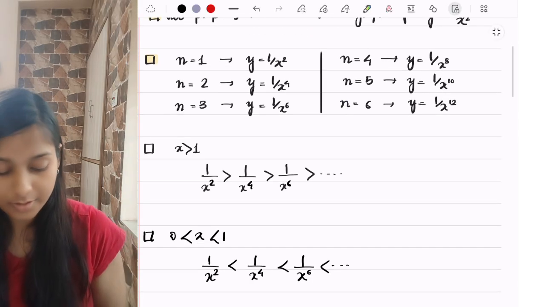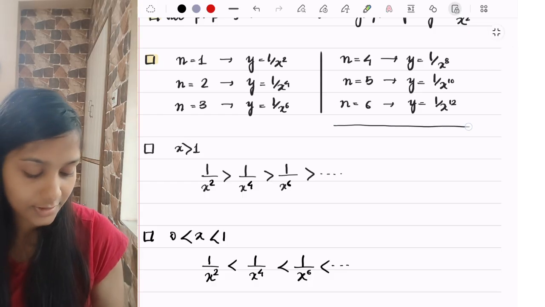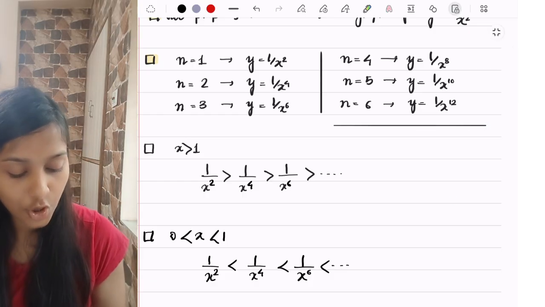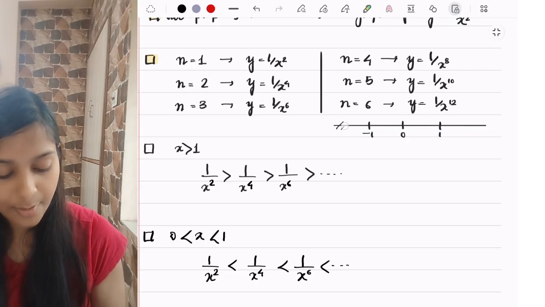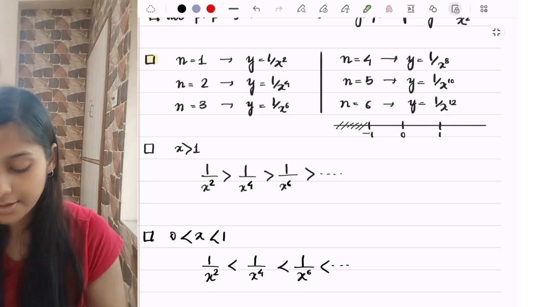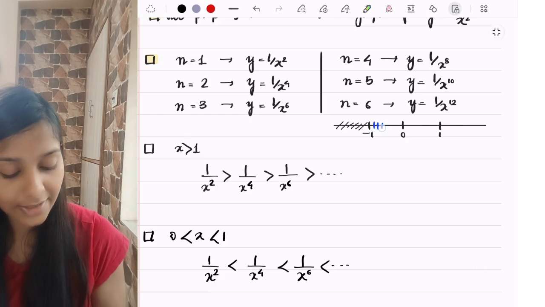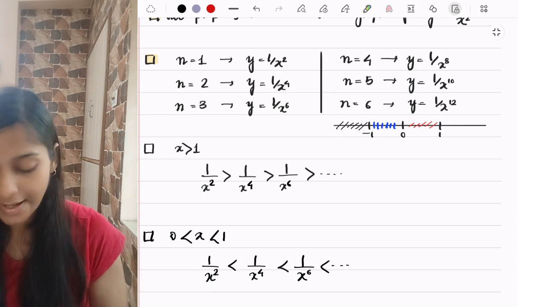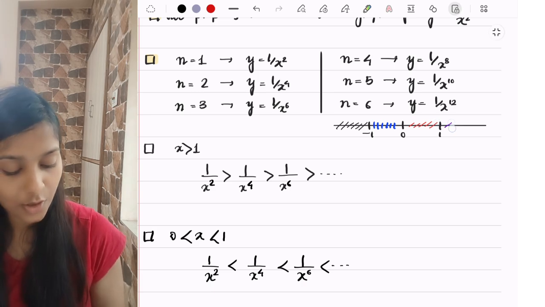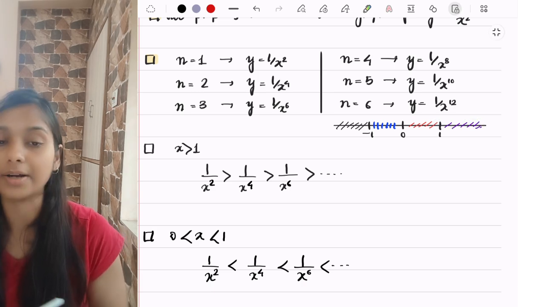So let me draw the real line, which is this one. We can divide it into 4 parts like this. One part is minus infinity to minus 1. Next part is minus 1 to 0. Next part is 0 to 1. And the last part is 1 to infinity, this part.